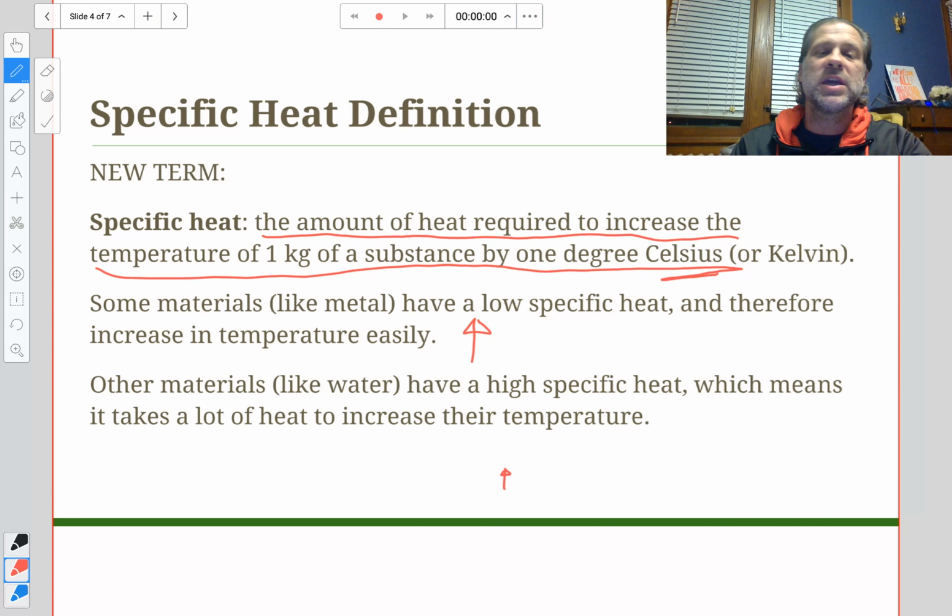So specific heat is defined one more time as the amount of heat required to increase the temperature of 1 kilogram of a substance by 1 degree Celsius.